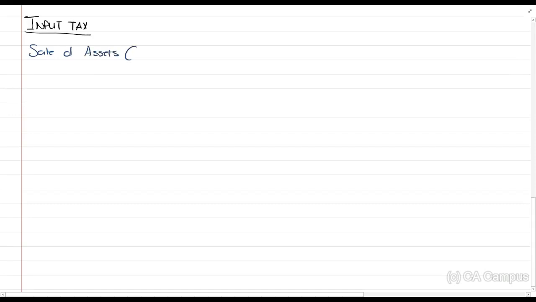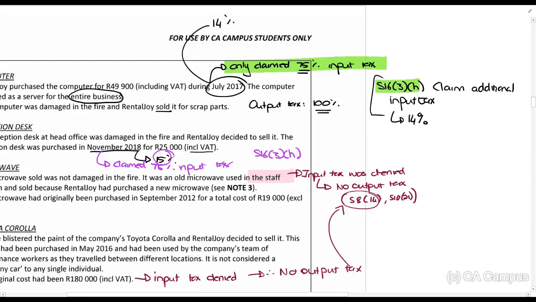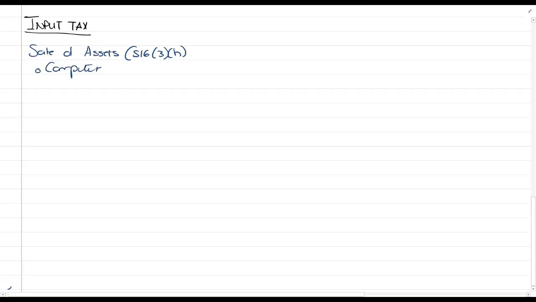To sale of assets, section 16(3)(h). Computer is the first one. Now, what is important again for you to remember? This was at a time when the VAT was 14%. So you can't claim more input tax than what was calculated at 14%. So we will calculate this on the lower of. So usually we say the lower of the cost, including VAT, or the open market value.